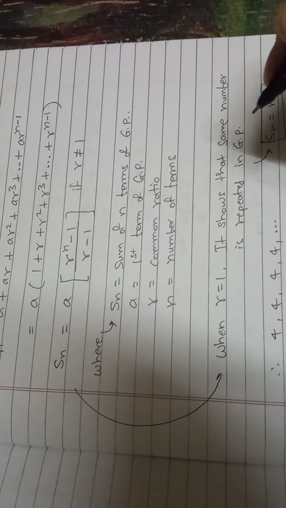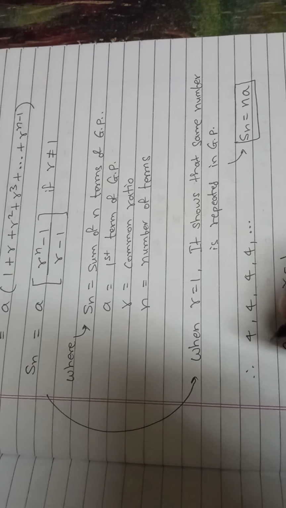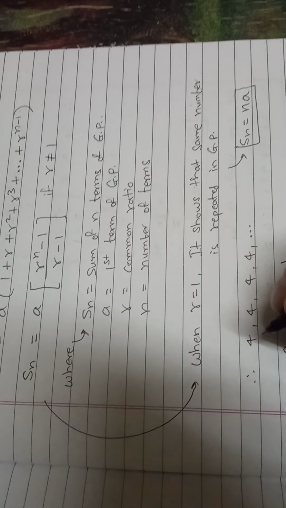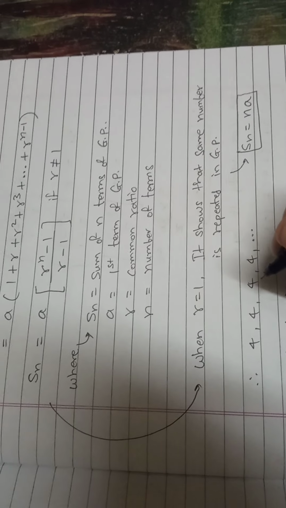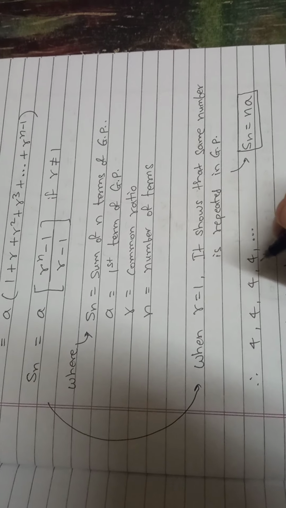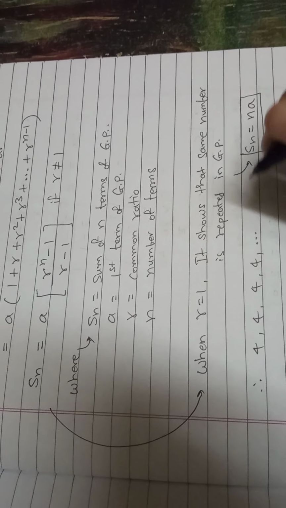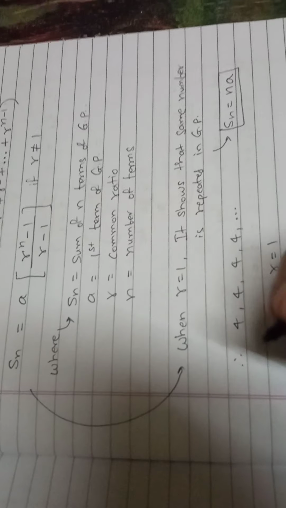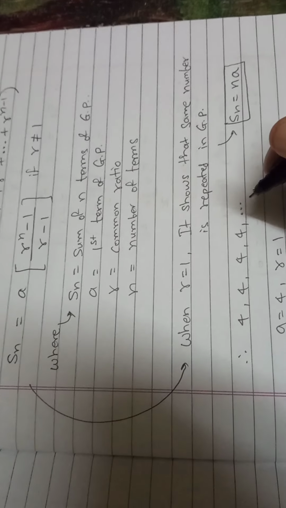When r is equal to 1, the whole series becomes the same number. If we take the first number a as 4, then 4 into 1 is 4, and the second number is also 4. When 4 is multiplied by the common ratio 1, it is still 4. So similarly we can continue with 4, 4, 4, just because r is equal to 1. That is, the common ratio is 1 and the same number repeats itself. Then how can we find the summation of these terms?